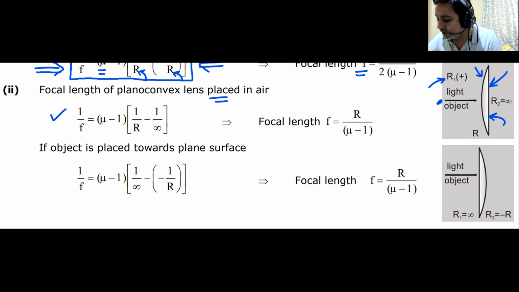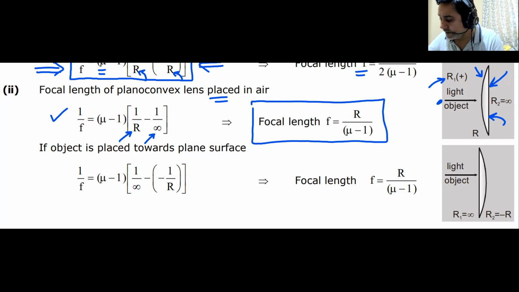We find the focal length of this lens: 1 by f is equal to (mu minus 1) times (1 by r1 minus 1 by r2). The value of r1 is plus r. The value of r2 is infinity. 1 by infinity is 0. Therefore, the focal length of this lens will come like this, r upon (mu minus 1).